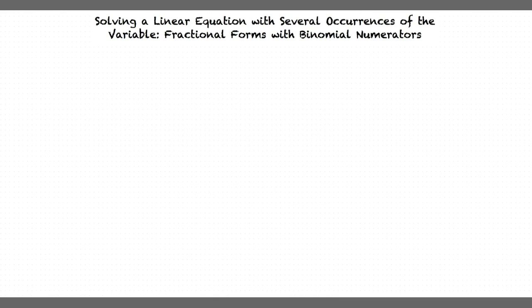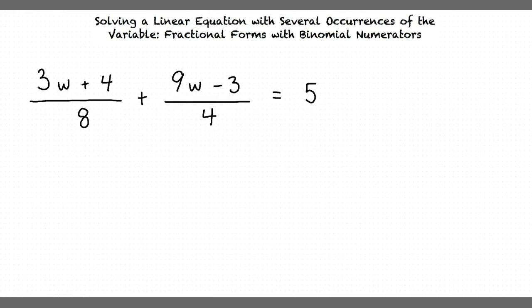We are given (3w + 4)/8 + (9w - 3)/4 = 5. Okay, I understand that we're trying to solve for the variable, but looking at the problem, I'm not even sure where to start. How do we go about solving this problem? Great question. Our first step in solving this problem is finding the least common denominator.